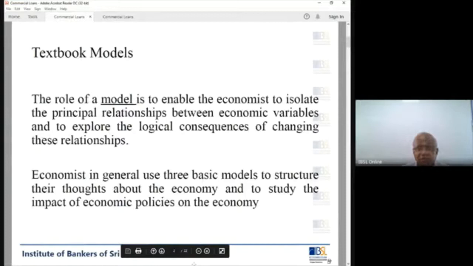The purpose of a model is to enable economists to isolate the principal relationship between economic variables and to explore the logical consequences of changing this relationship. The definition of a model is maybe very complicated. It's not simple, so I will explain it in layman's language. We can discuss the economic model. What is an economic model?